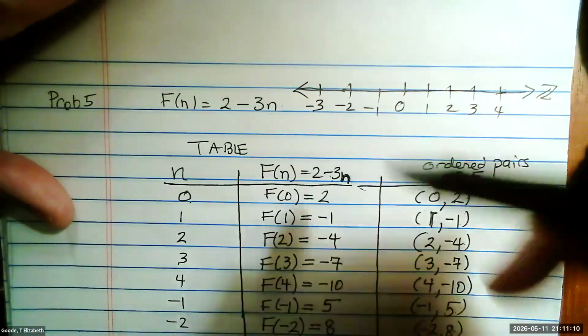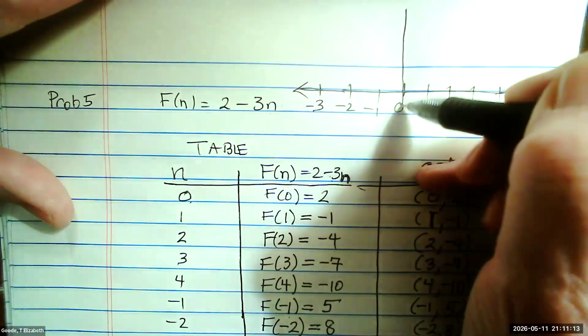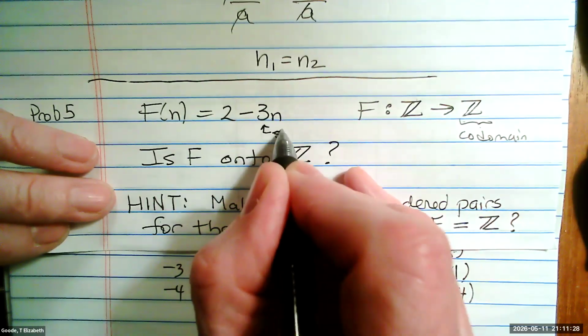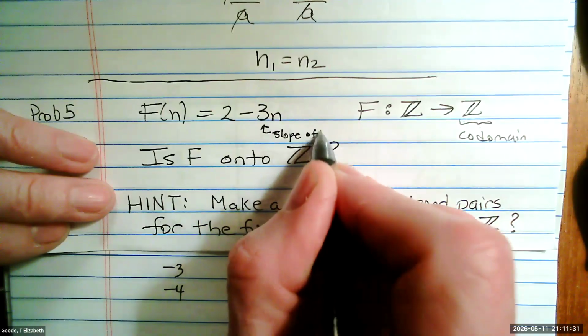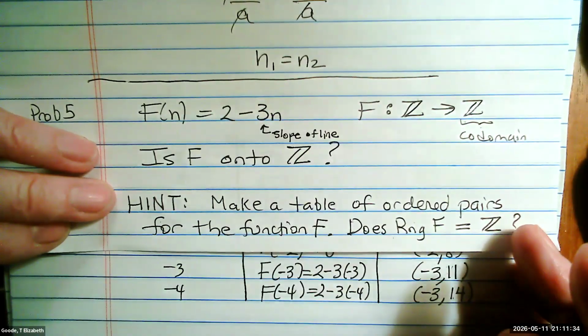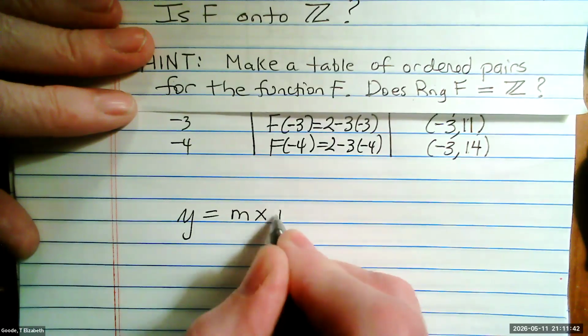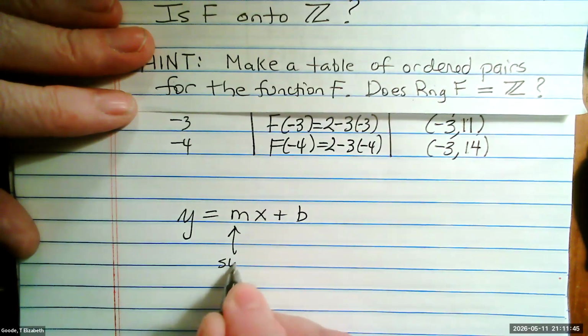Are we going to hit every single z with our y values? It's jumping by 3, and that's because this is called the slope of the line. Did you ever learn about the slope of a line? Yeah, y equals mx plus b. M is the slope. B is called the y-intercept.